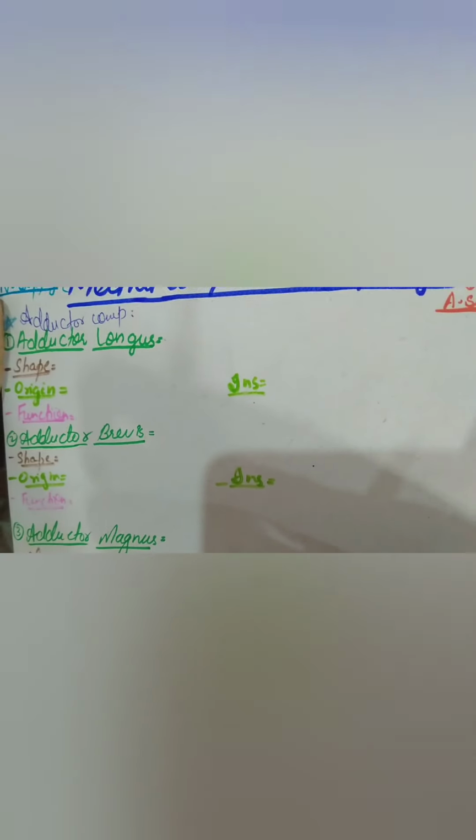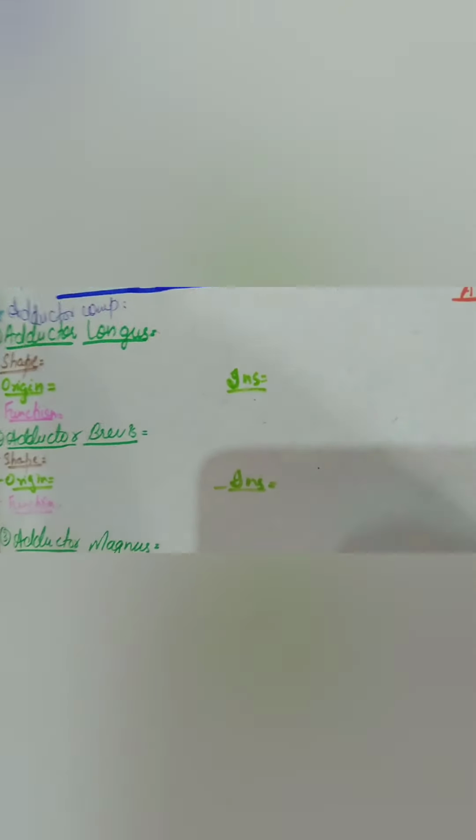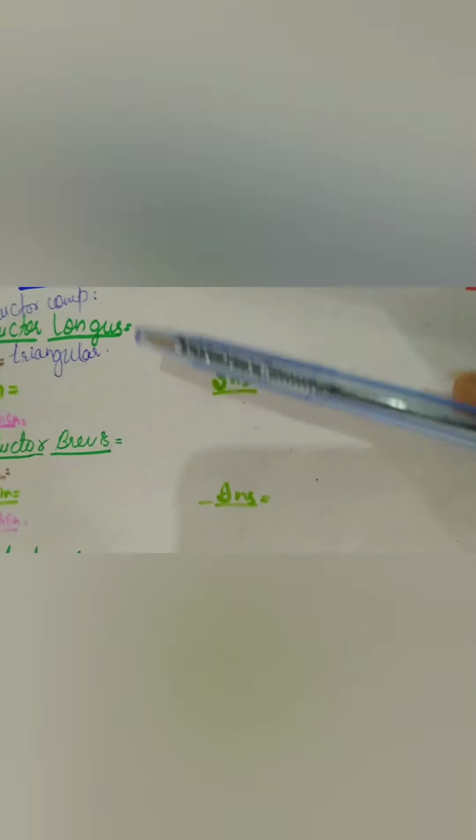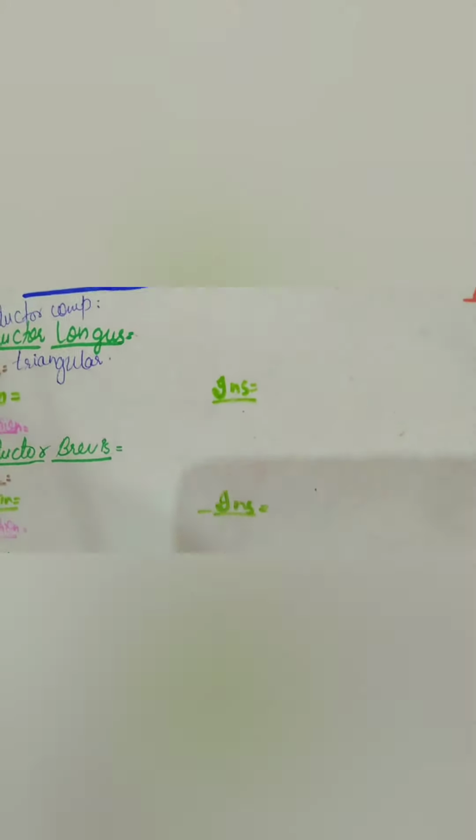The first muscle is adductor longus. The shape of the adductor longus is triangular. One more point about the medial compartment muscles is that they mostly have their origin from the pubis or nearby the pubis. So the origin of the adductor longus is from the pubis.